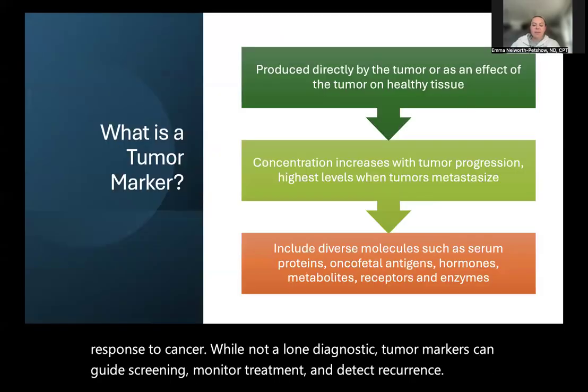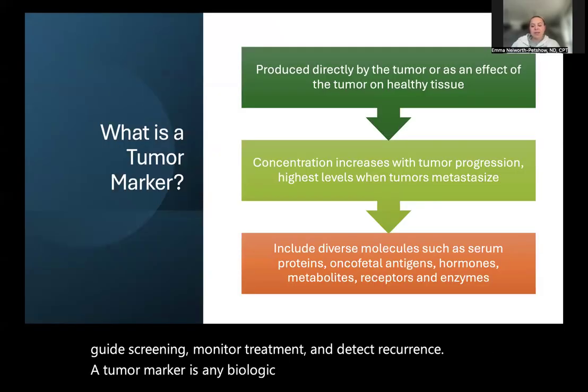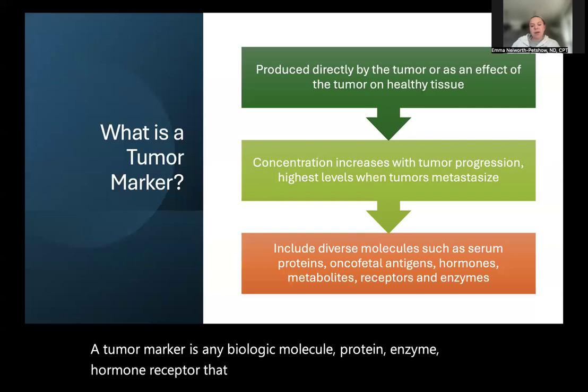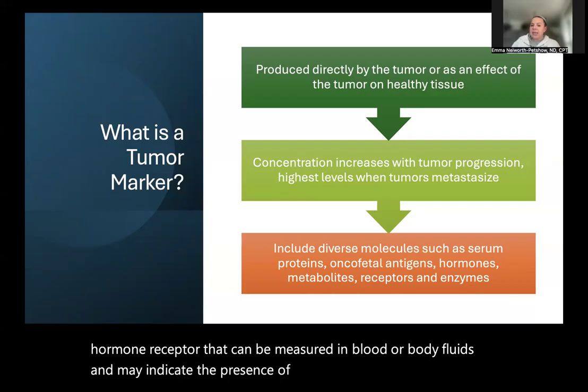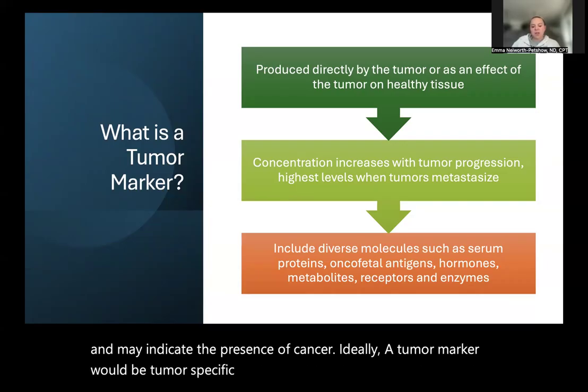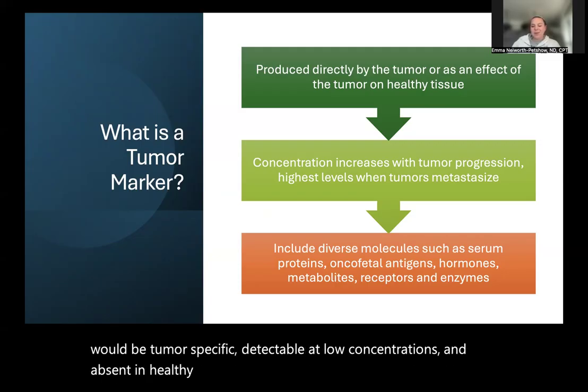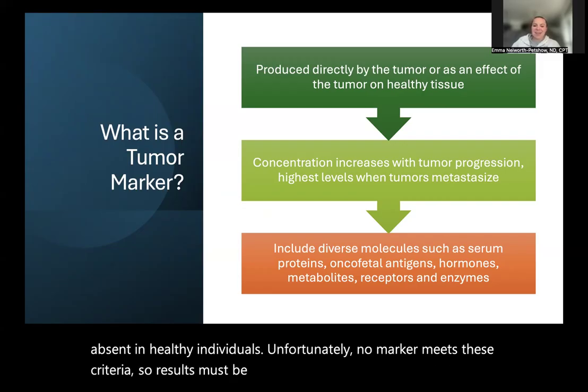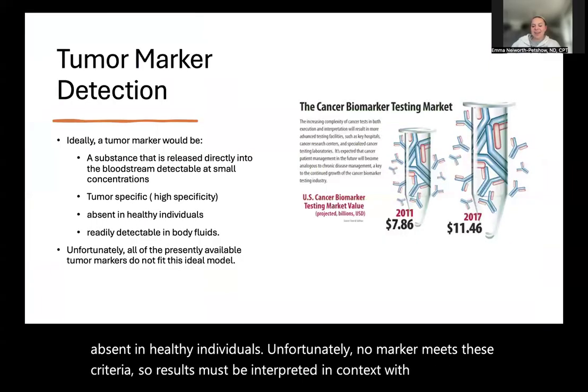A tumor marker is any biologic molecule, protein, enzyme, hormone, or receptor that can be measured in blood or body fluids and may indicate the presence of cancer. Ideally, a tumor marker would be tumor specific, detectable at low concentrations, and absent in healthy individuals. Unfortunately, no marker meets these criteria, so results must be interpreted in context with imaging and biopsy findings.